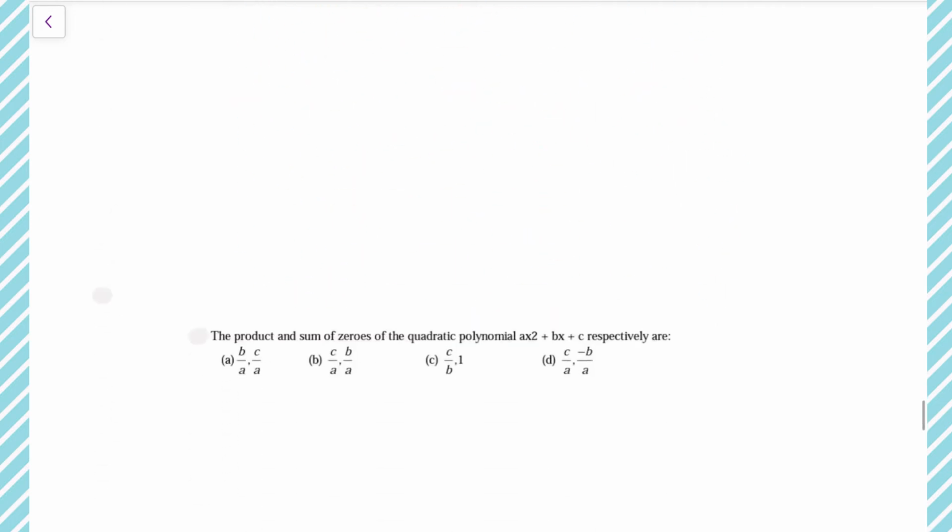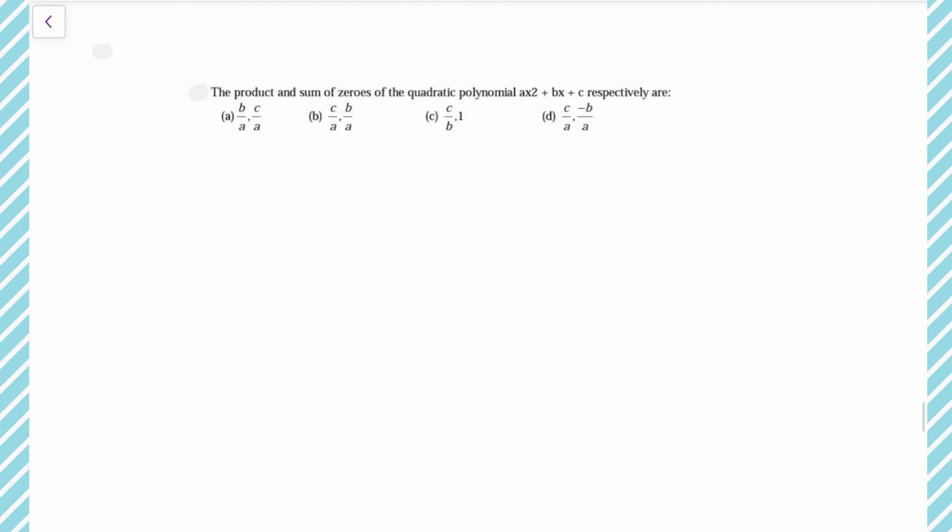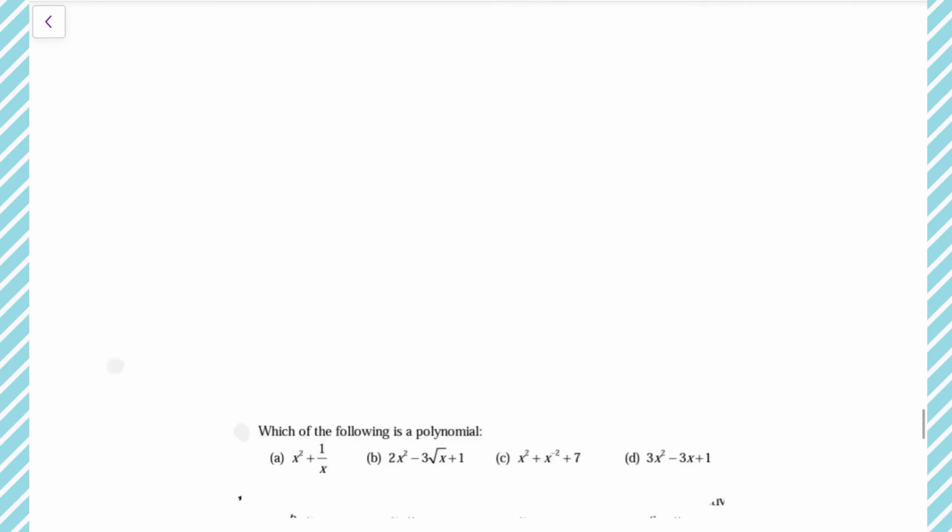Next one, the product and sum of the zeros. Product of the zeros is c by a and sum of the zeros is minus b by a. So option D. Product of the zeros, that is alpha into beta, is equal to c by a. Next, sum of the zeros, that is alpha plus beta, is equal to minus b by a.